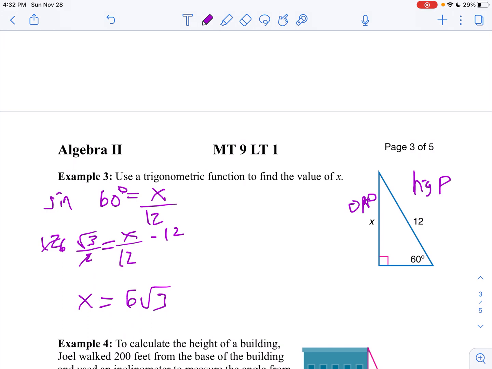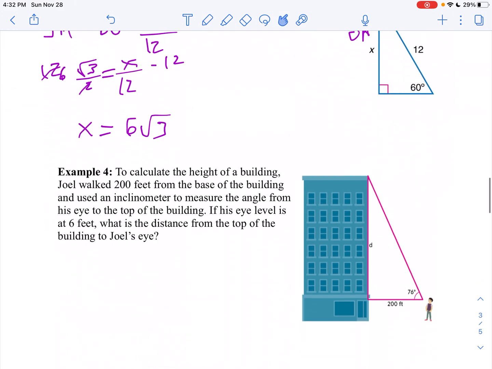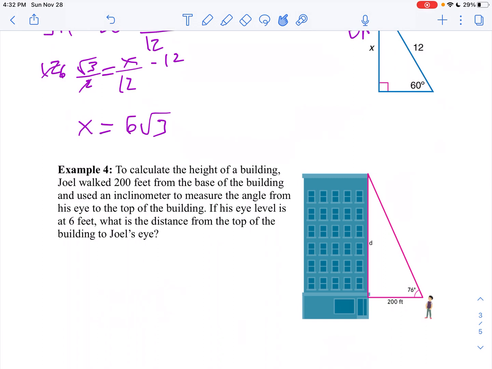Now, if I look at example 4, here's an application. We won't necessarily use our table, we'll use our calculator. It says to calculate the height of a building, Joel walked 200 feet from the base of the building and used an inclinometer to measure the angle from his eyes to the top of the building. If his eye level is 6 feet, what's the distance from the top of the building to Joel's eyes? Well, we want the distance from the top of the building to Joel's eyes. It doesn't matter how tall Joel is. We're going to find D.